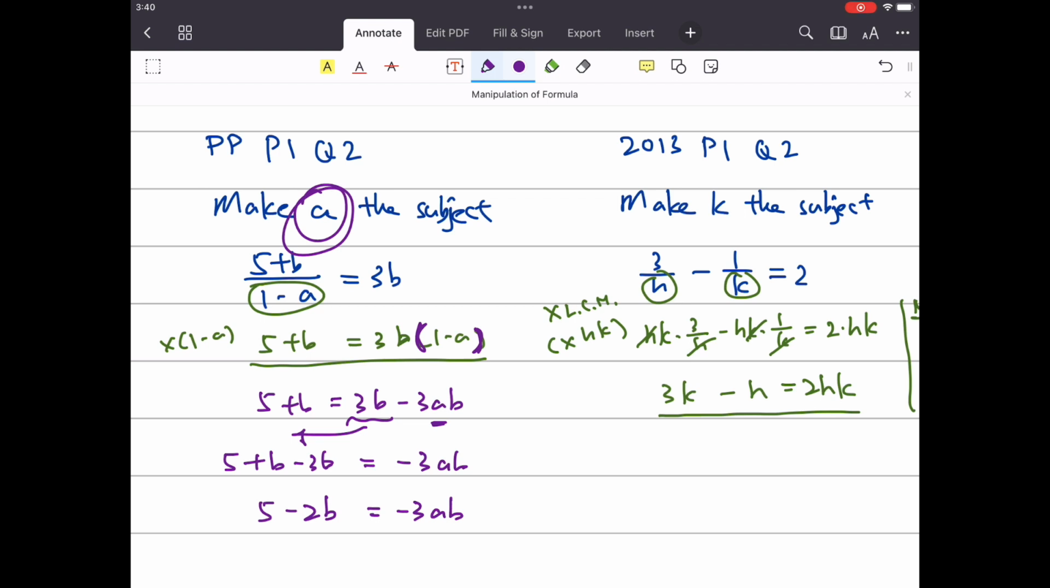We are going to do something similar for the other question. We are going to make k the subject. So these 2 terms have k. We either move both of them to the left or move both of them to the right at the same time. Let's say we are going to move them to the left. So we have this term minus h, so that it does not have k, and then we move it to the right. Therefore, we have something like this, so that you can see the terms with k are on the left and the terms without k are on the right.